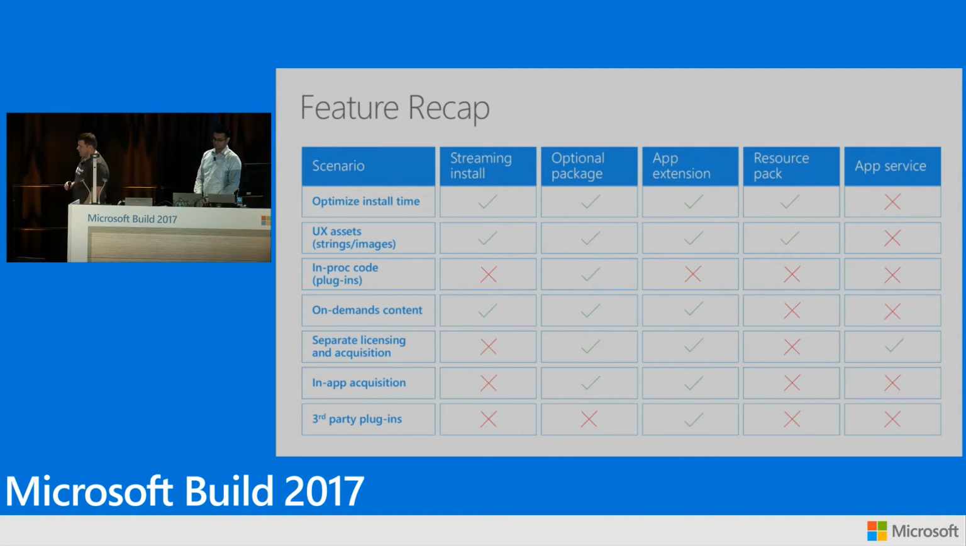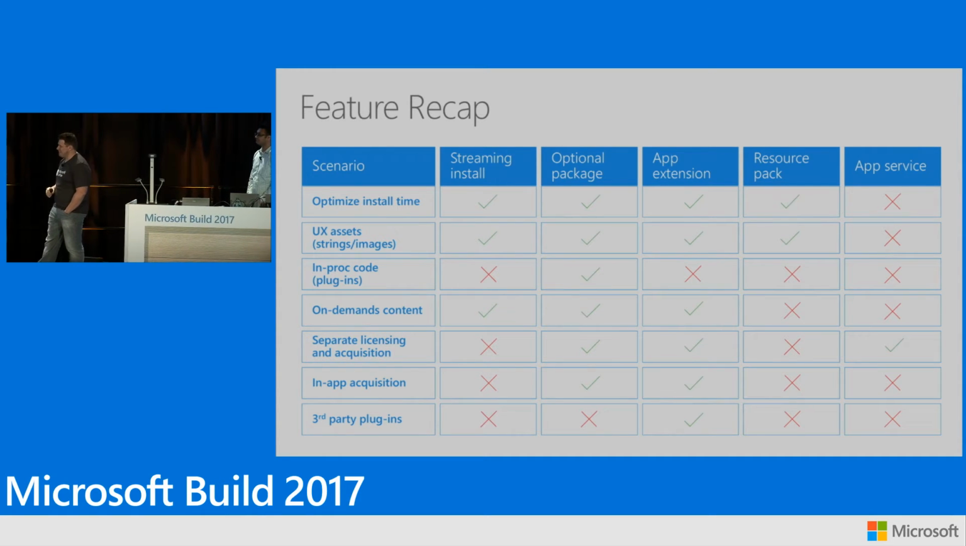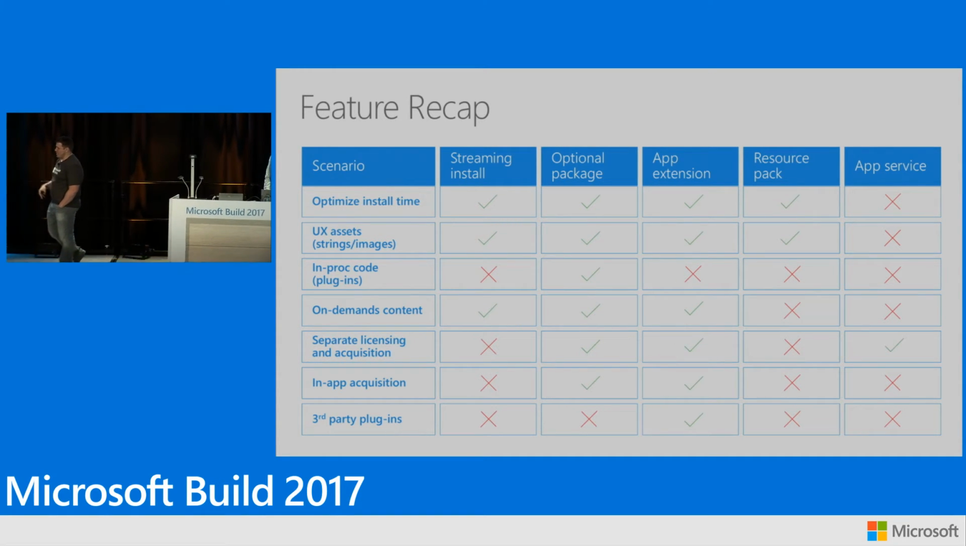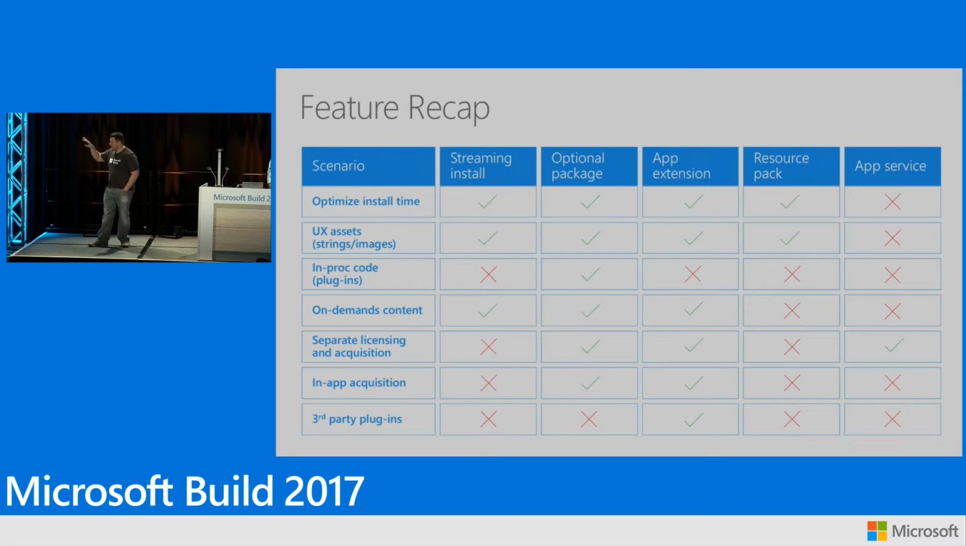Cool. So a feature recap. I'm not going to read this entire slide to you. This is just a slide for you to take away. When you're thinking about building apps, what kind of fits into what model?